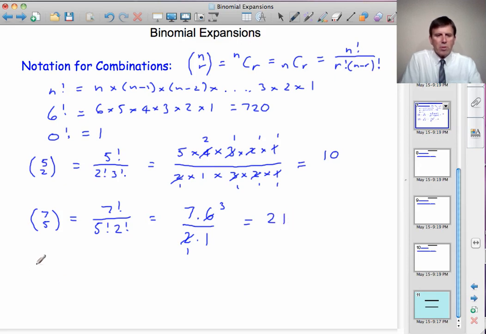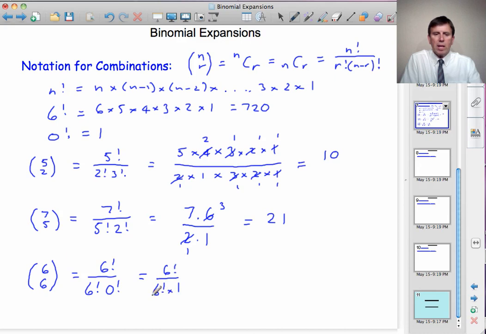And our final example, we'll look at 6 choose 6. Well, how many ways can you pick 6 out of 6? Only one. But it still fits the formula because this would be 6 factorial divided by 6 factorial, and 6 minus 6 is 0 factorial. But we defined 0 factorial to be 1. So this is just 6 factorial over 6 factorial times 1. And we can cancel by 6 factorial to get the answer of 1.